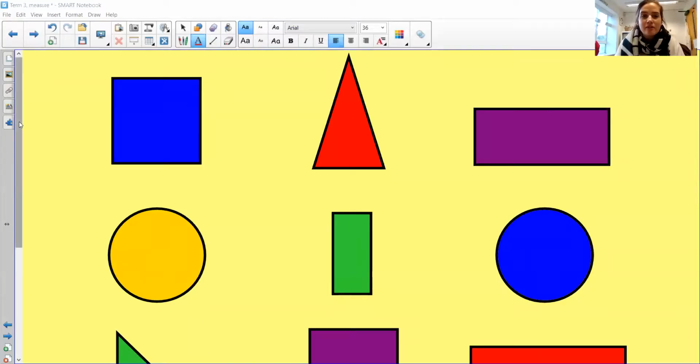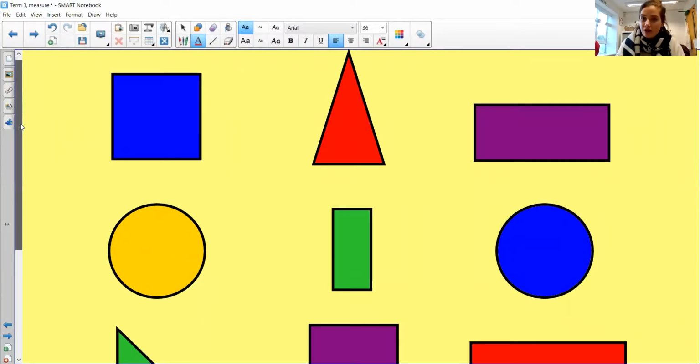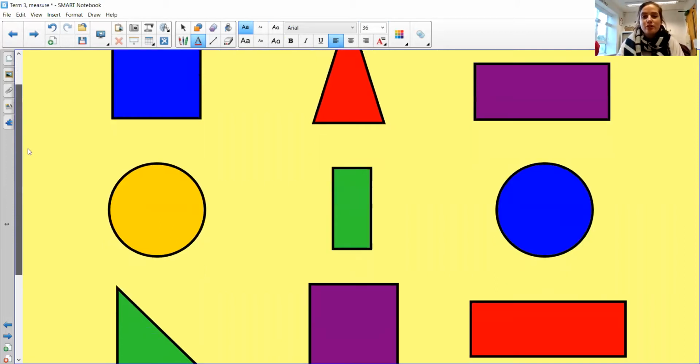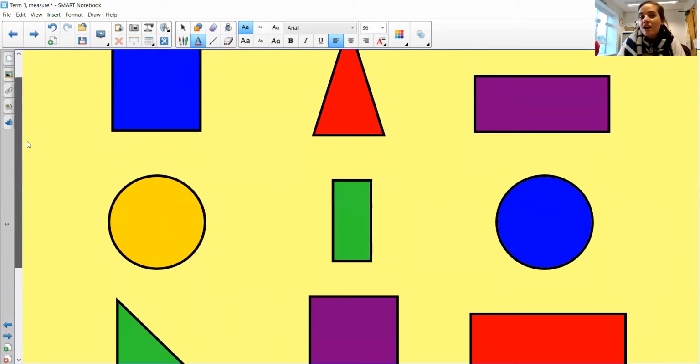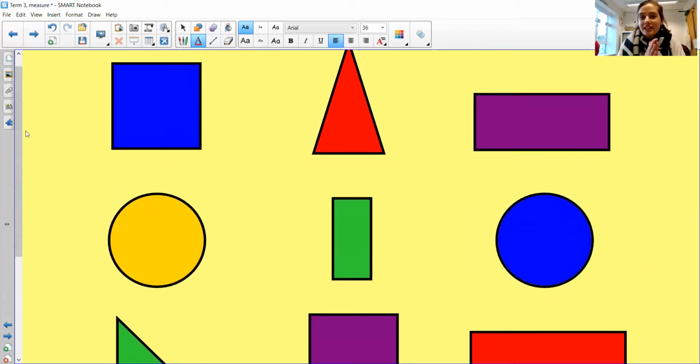And we're going to start off our maths lesson with a little bit of a recap on something that we did not last week, but the week before, which was shape. And these are 2D shapes. So I'm going to point to each one with my mouse and you're going to shout out the shape.